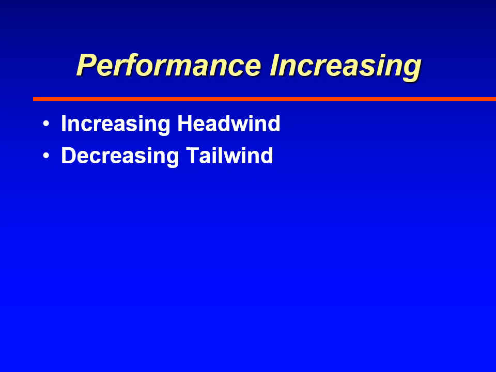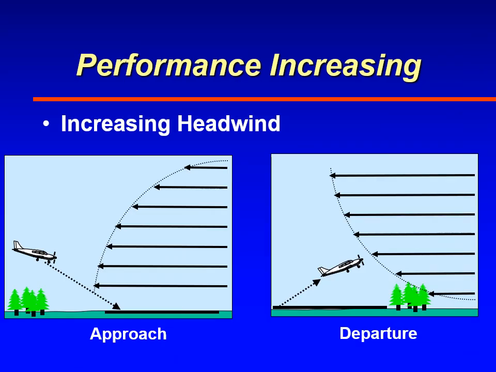Performance increasing shears are caused either by an increasing headwind or a decreasing tailwind shear. Increasing headwinds can be experienced as an aircraft descends on approach and the winds get stronger closer to the ground, or as the aircraft climbs out and departs, where as it climbs, the wind speeds increase with altitude.